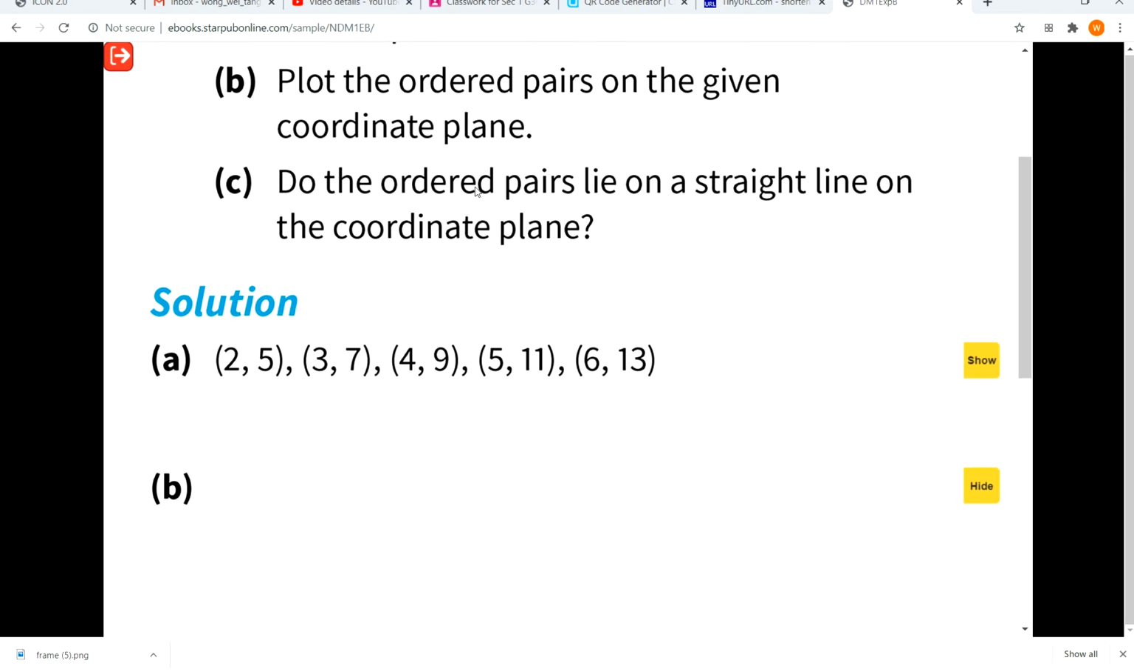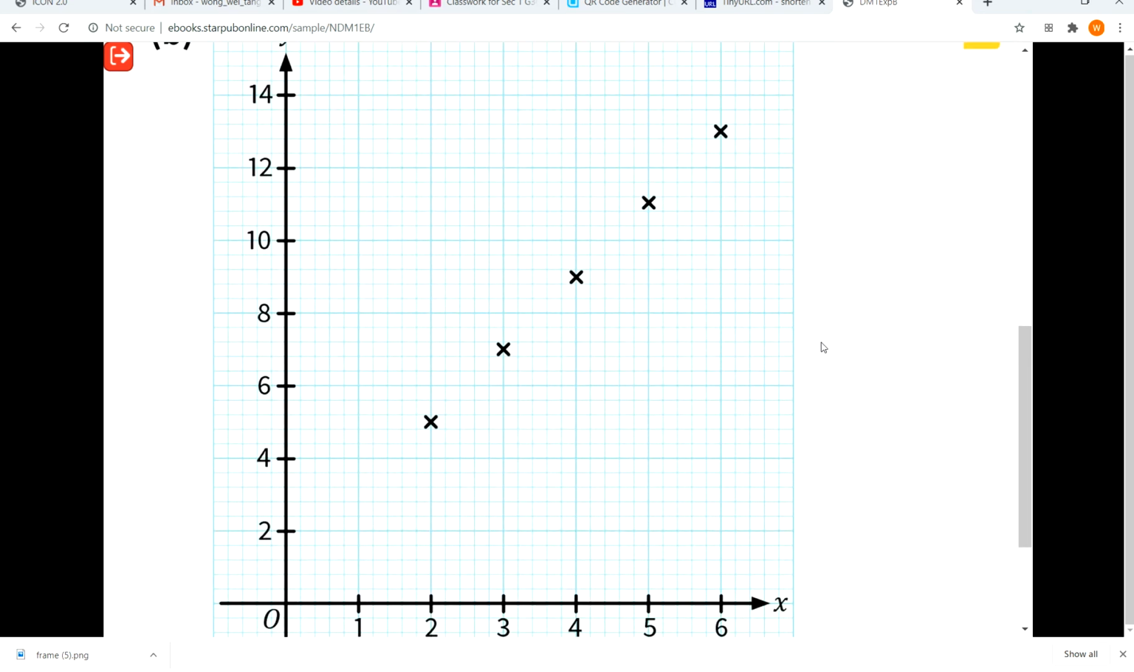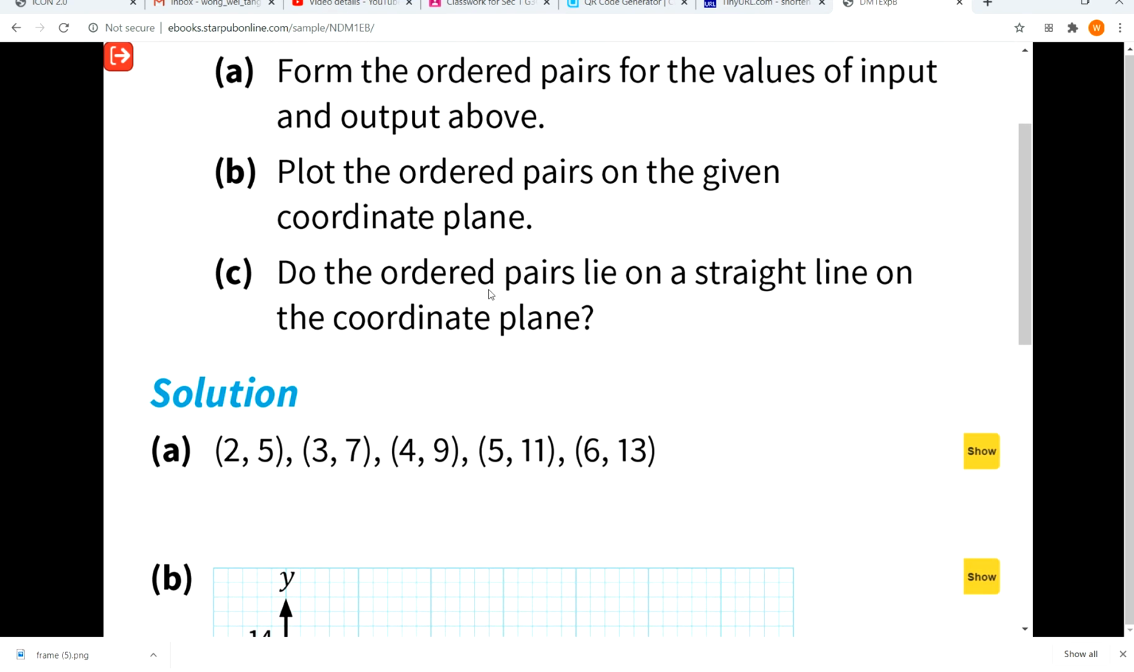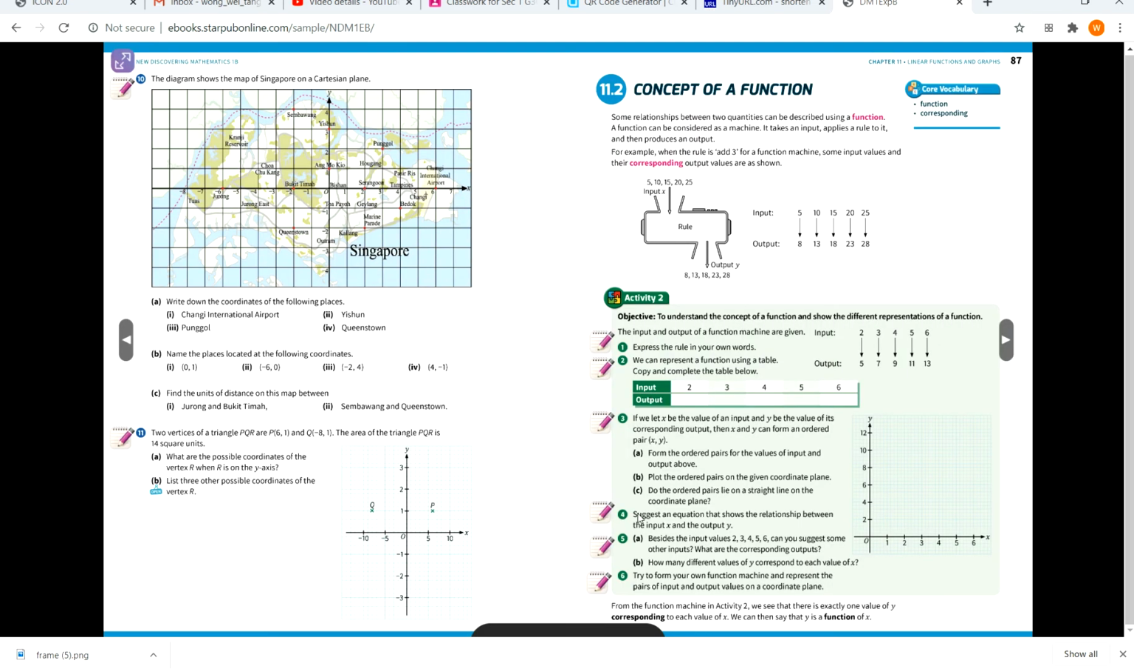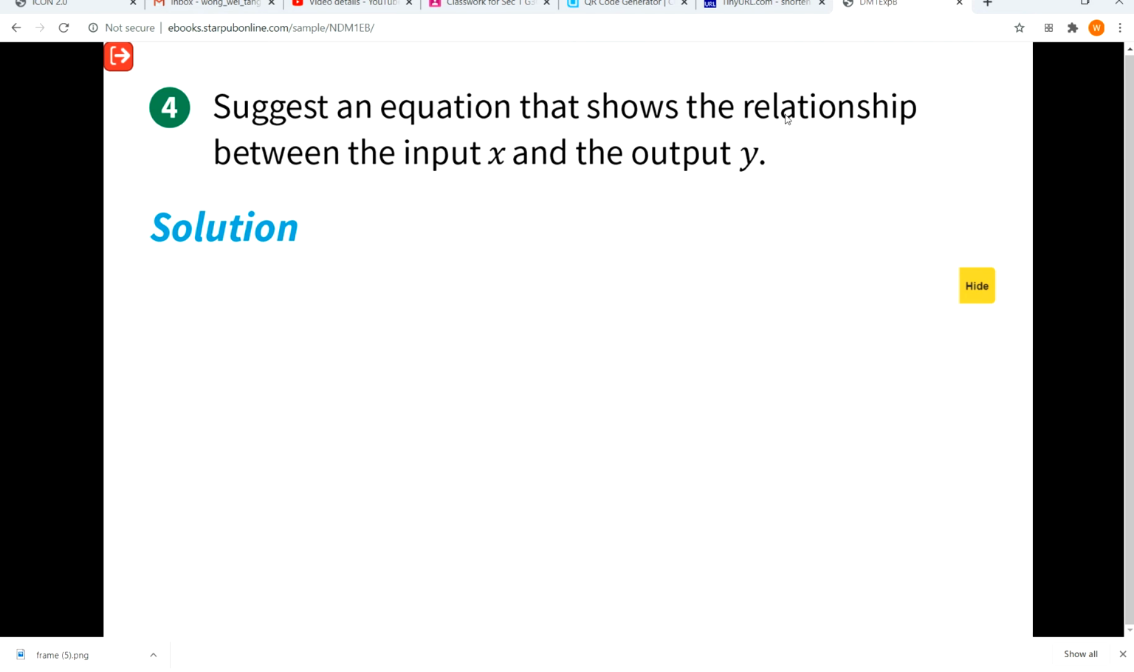So in part B, plot them in the coordinate plane. When x equals 2, y equals 5. When x equals 3, y equals 7, so on and so forth. And in part C, do they lie on a straight line on the coordinate plane? And quite clearly, if we join them up, they do. Question 4: suggest an equation to show the relationship between the input and output. Earlier in words, we said that the output is double the input and we add 1 to it. So putting that into mathematical terms, we have y equals 2x plus 1.